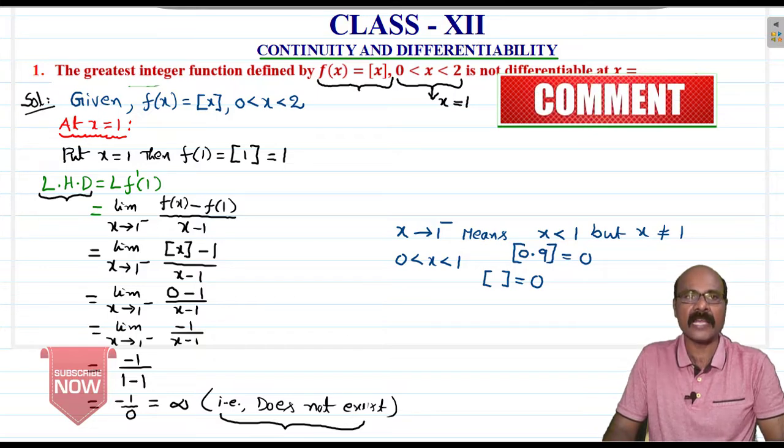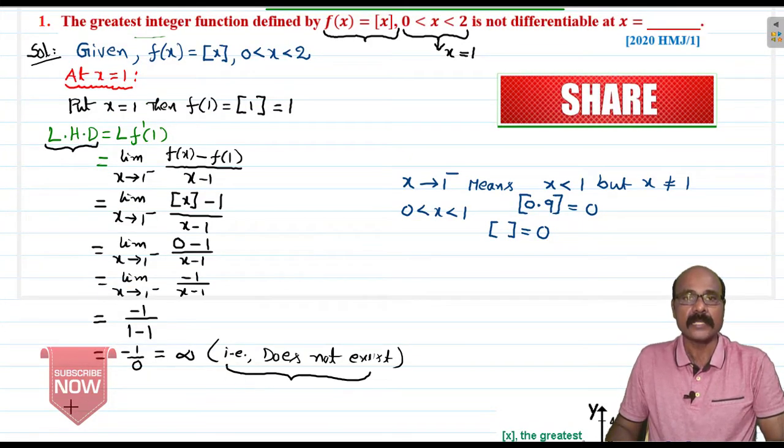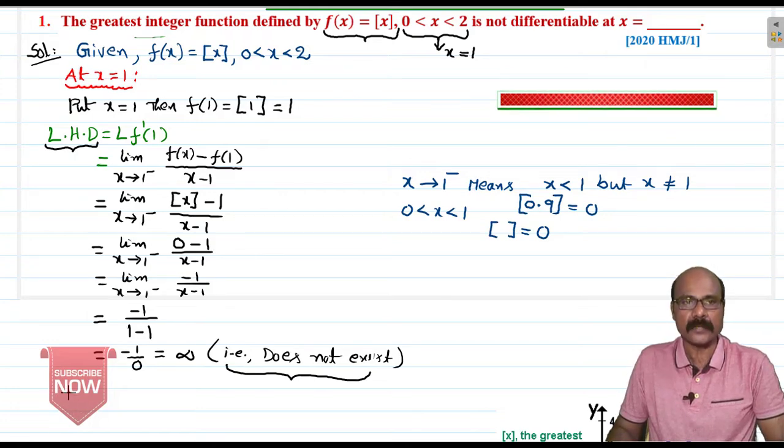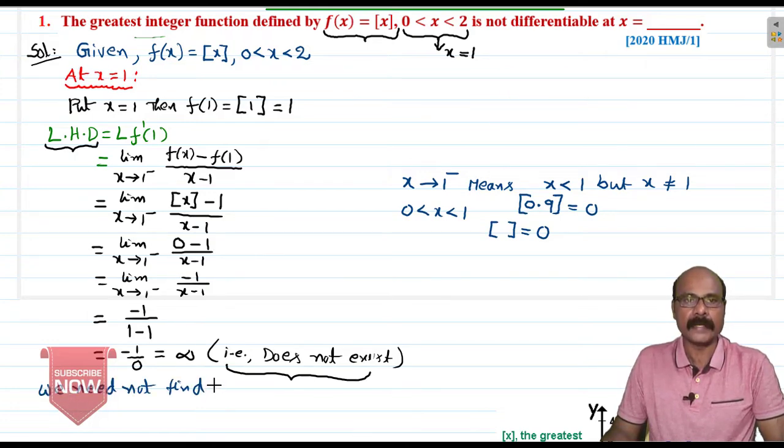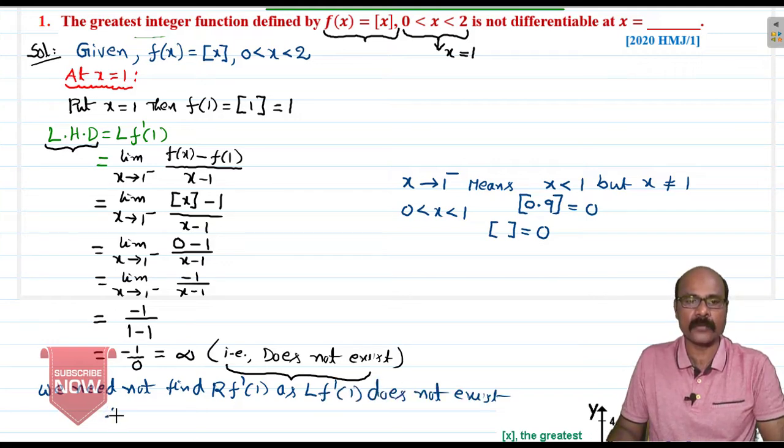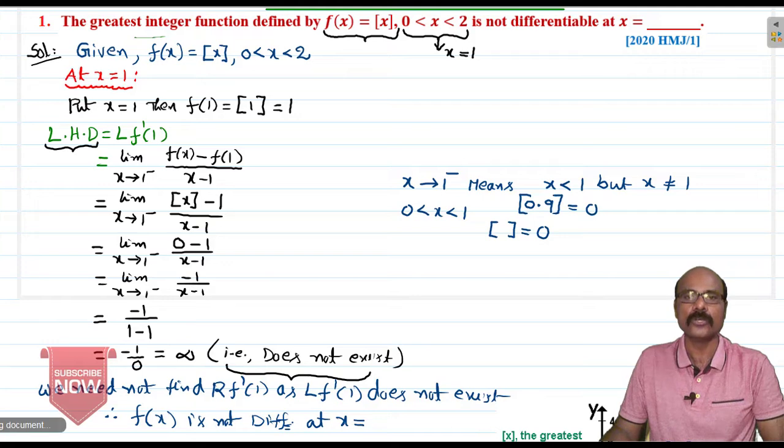If one limit value does not exist, then there is no need to find the right hand derivative part. That means we need not find right hand differentiability, as left hand differentiability does not exist. From this explanation, what can we say? Therefore f of x is not differentiable at x equal to 1.